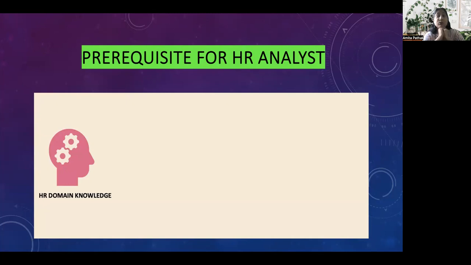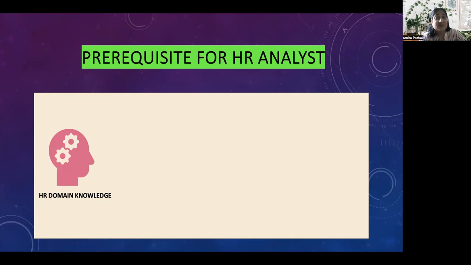Yeah, an HR professional can be an HR analyst, or any person can be an HR analyst. The first thing is HR domain knowledge, because an HR analyst has to work on HR, that is human resources. So he or she must have knowledge of different facets of HR. That's why I discussed the facets of HR in the previous section. So HR domain knowledge is the first prerequisite for an HR analyst. If he or she has that HR domain knowledge, it's perfectly fine.